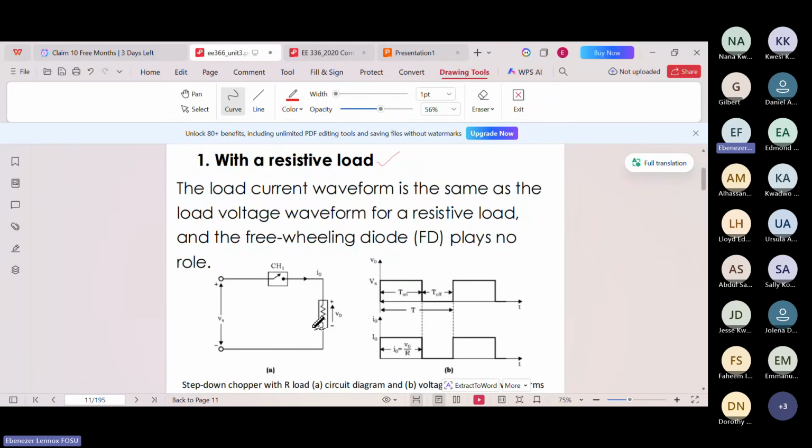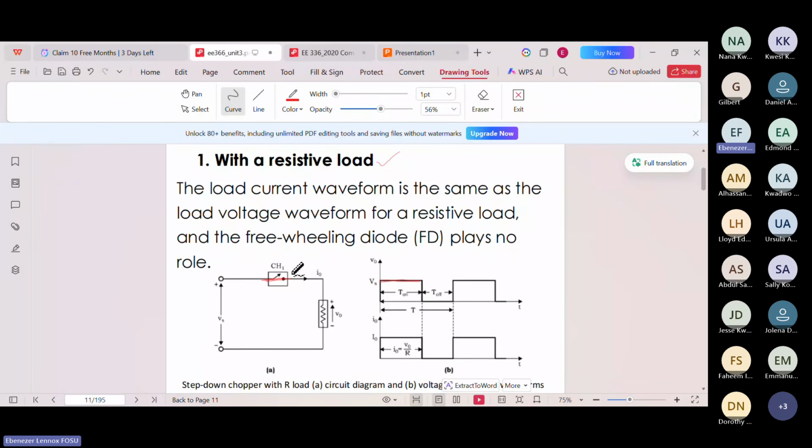Let's analyze what is happening. When the switch is closed, this is shorted, so the output voltage is going to be equal to the supply voltage. If you draw the waveform, it is here already, so I'll just use it. During the period that the switch is on, the output voltage V naught is equal to the input voltage. So V naught during the on time is equal to V S. That is this portion.